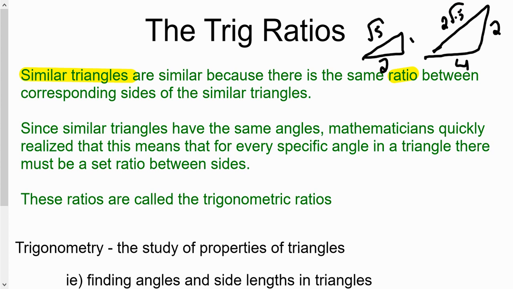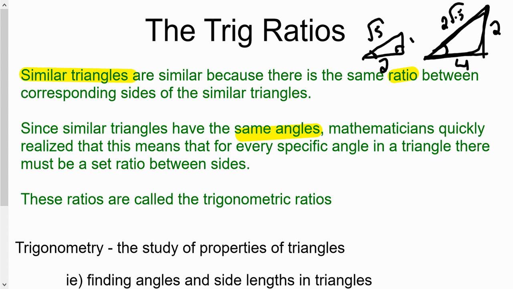What that means is that they're also going to have the same angles. So we have this small acute angle inside, and a 90 degrees. This is going to be the same angle, even though the lines going out are longer. Angles don't care about the length of the lines, the length of those arms. All it cares about is the angle of rotation between them. So if everything is getting twice as large, that angle is going to stay the same. So that means that for every specific angle in a triangle, there must be a set ratio between sides.